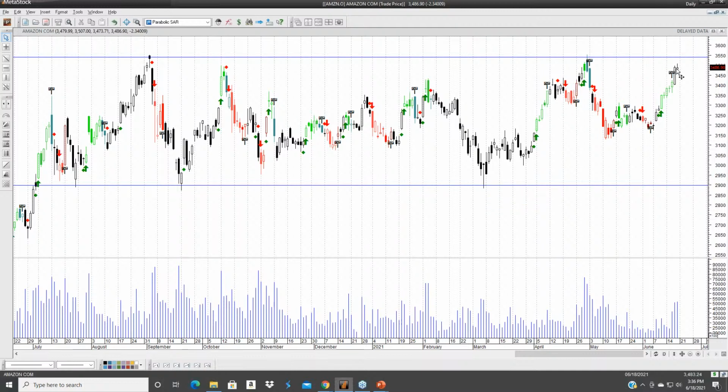So right now, with Amazon being close to the top of this range, it may not have the legs to move much higher. But it is a wide range again, 2,900 to 3,550. So you're looking at over a 600 point range. And I know just from talking to our members that this is a widely traded stock, obviously, and they are playing this range pretty frequently. So sometimes these ranging stocks can be really nice opportunities. But right now, it's looking as though Amazon's stalling out near the top of the range and maybe getting ready to move back down into the bottom.